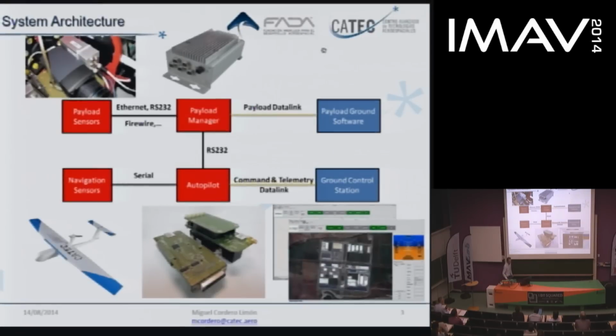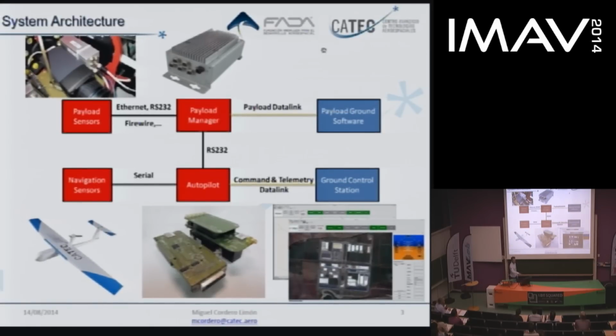So let me just continue with the system architecture. Those are the main components of the system. As I've told you, we have the autopilot that is in charge of getting the navigation sensor data and processing it for control, and you all know that. And then we have the payload manager. This is basically an onboard PC that is in charge of controlling the acquisition of the data and processing it. And you can select, for example, to log it, to stream it, or whatever.